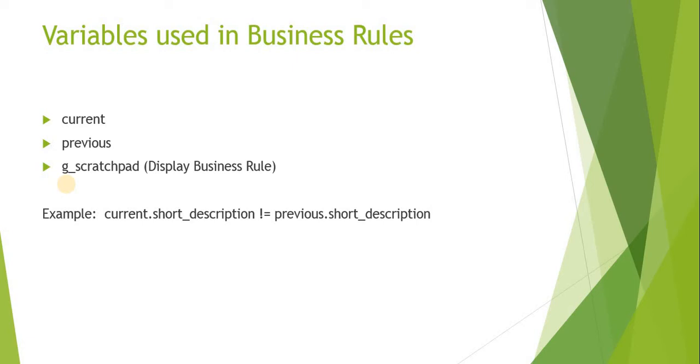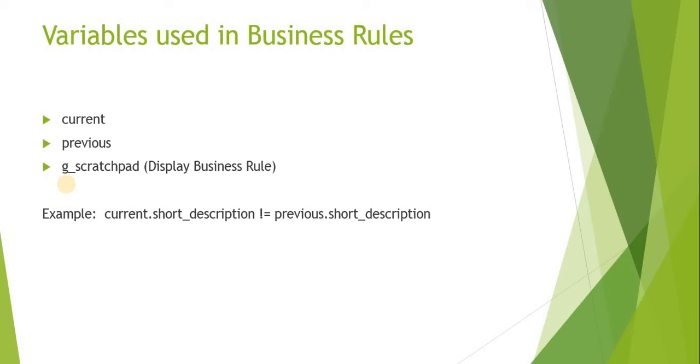The second one is the previous variable. This is used to get the previous value of that particular field. For example, somebody has changed the short description of the incident and they are trying to update that, and we want to check or match the previous and the current short description.